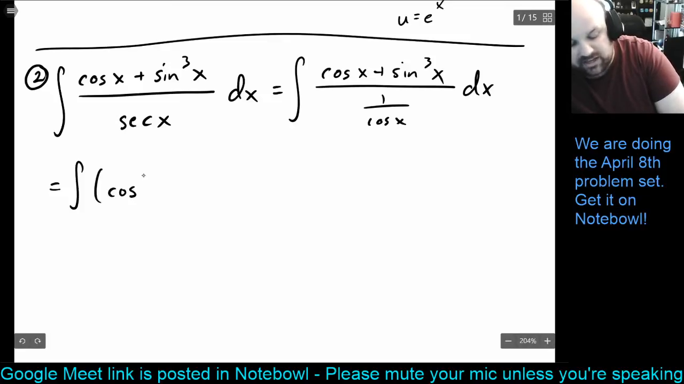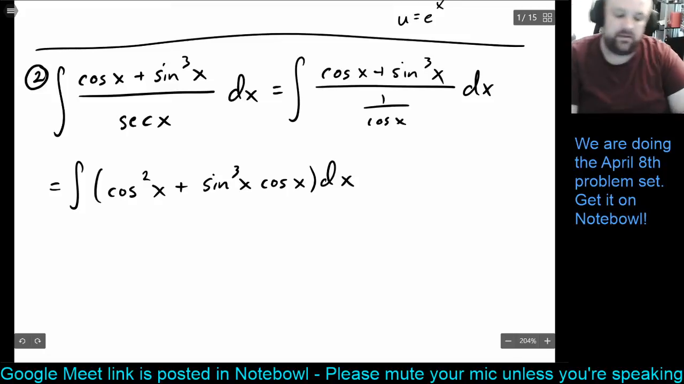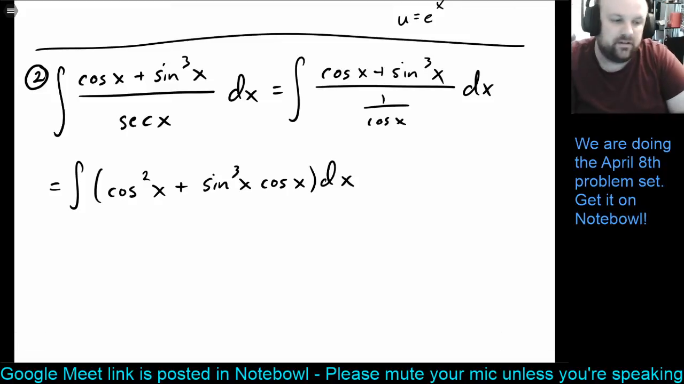So we essentially have the integral of cosine squared x plus sine cubed x cosine x, dx. And now that we have this, what can we do? How can we evaluate this one?